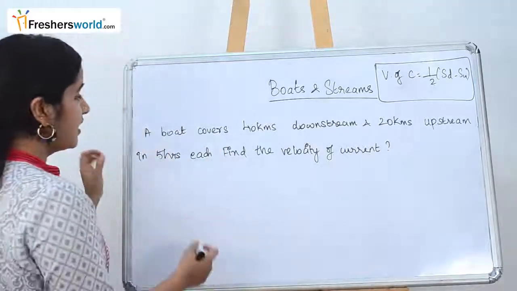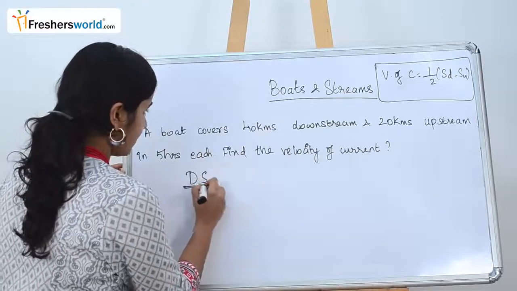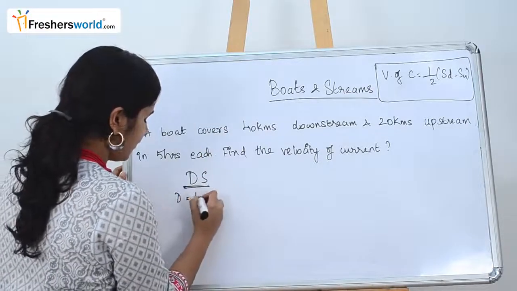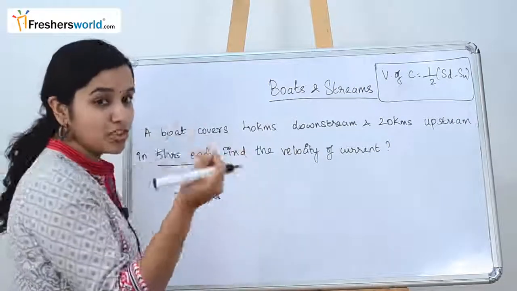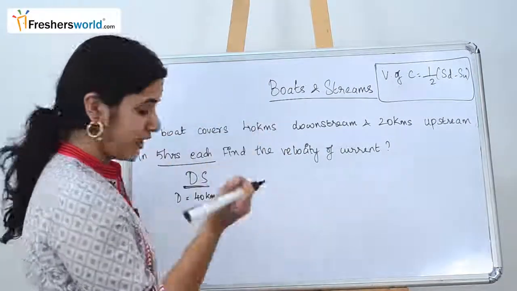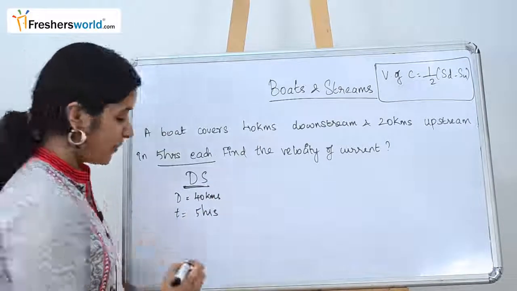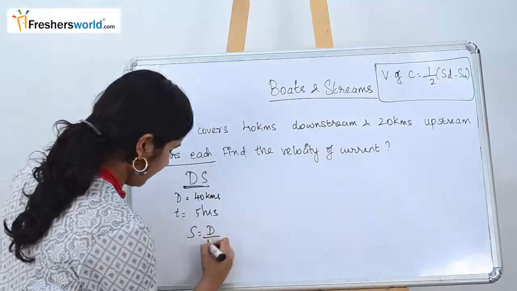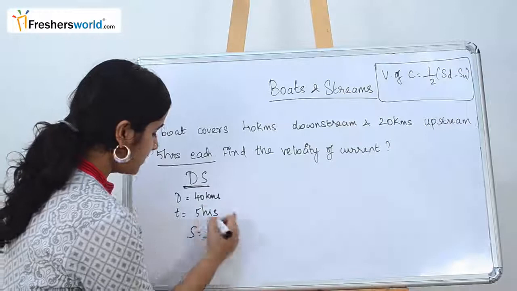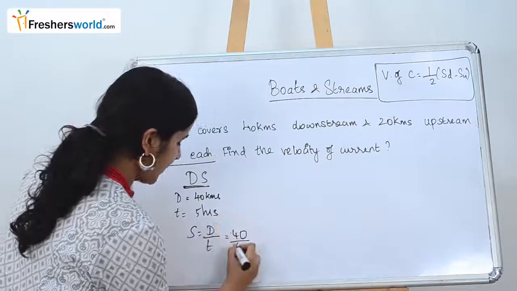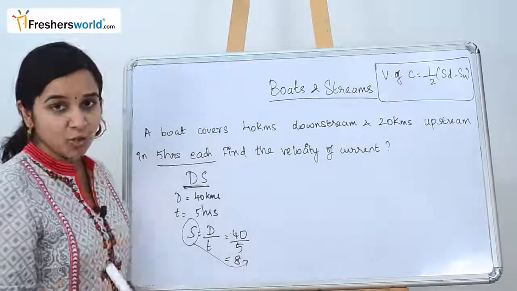So they have given that the boat covers 40 kilometers downstream. So distance is 40 kilometers and the time taken is 5 hours each. So downstream also 5 hours, upstream also 5 hours. So the time taken is 5 hours. So we know the formula, speed is equal to distance by time. We know the distance, we know the time, so let's find the speed. So d is 40 and the time is 5, which is nothing but 8. So the speed downstream is nothing but 8 kilometers per hour.